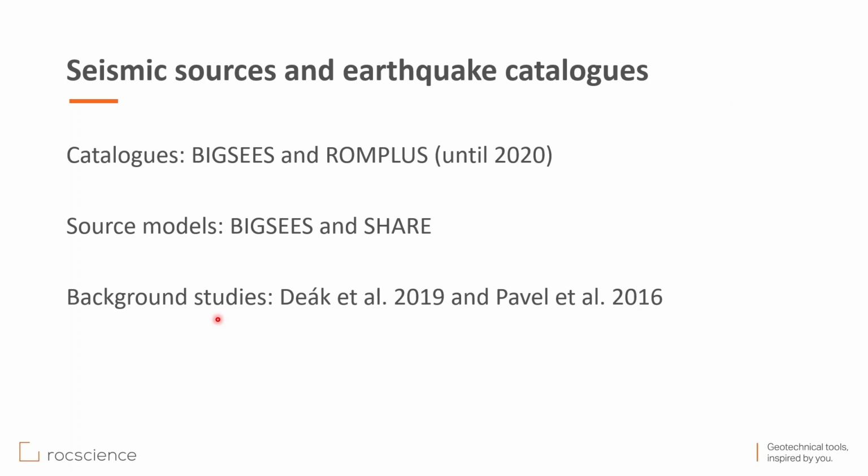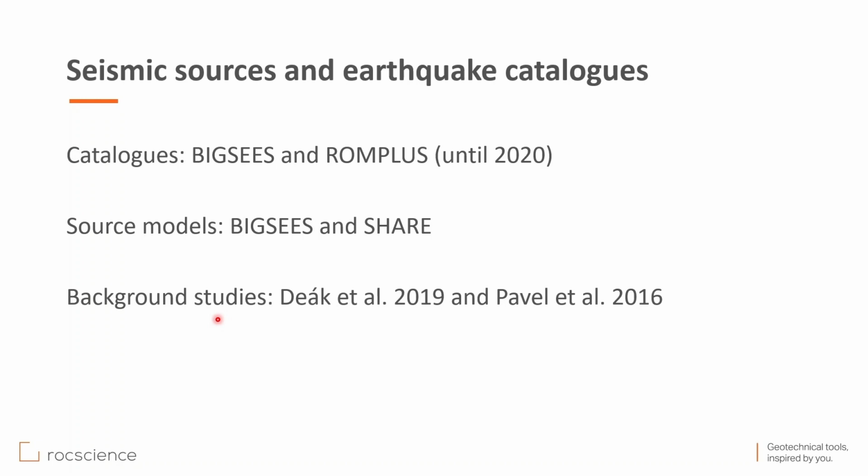Just some information for our probabilistic seismic hazard evaluation. We used mainly two important catalogues, the BIGSEES and the ROMPLUS, in our work until 2019, but I also made an update, so now we have data until 2020. These are free catalogues. During our work, we also made a check with a special Hungarian catalogue, and all is in the right place, and all parameters are correct in our models.